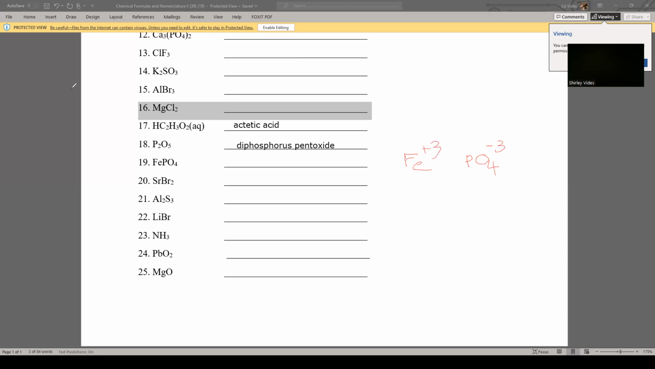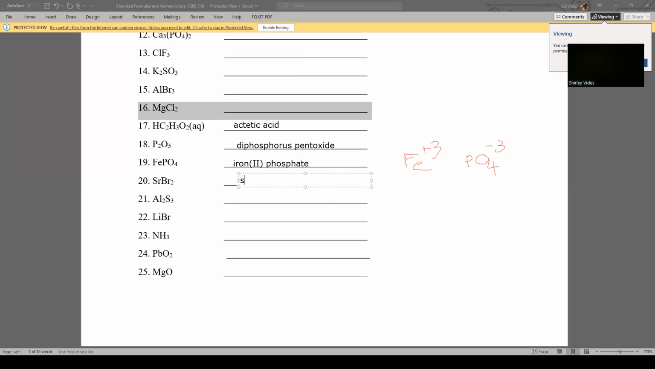Now we can name it. See, this is why it's necessary, because otherwise it looks like iron 1, which by the way doesn't exist. Iron 3 phosphate. Oh Lord, I cannot type today. Phosphate. Okay, yeah. All right, SrBr3.